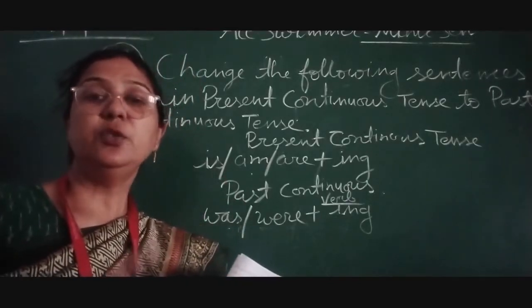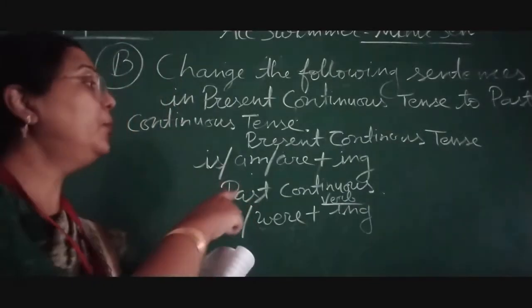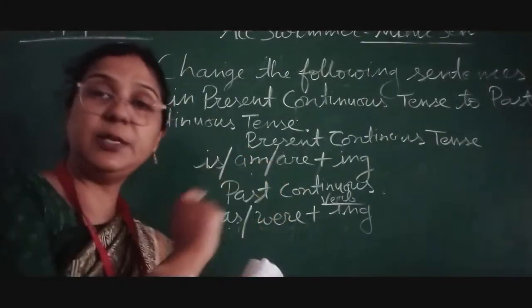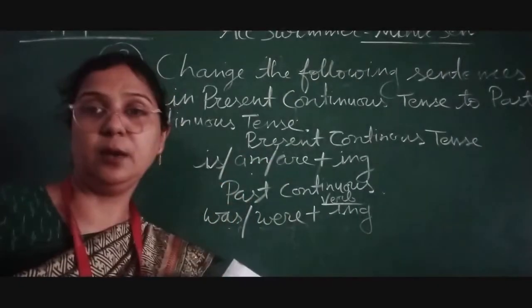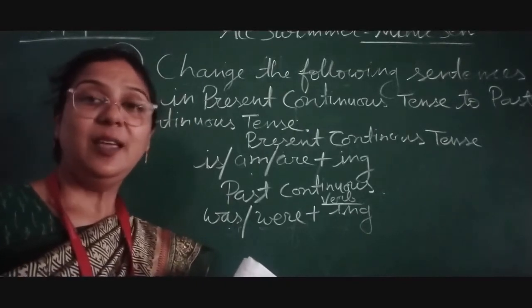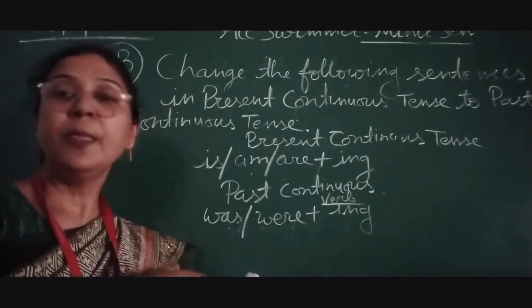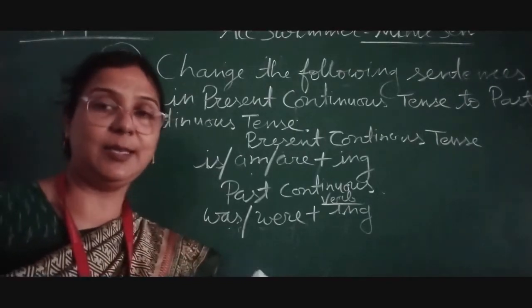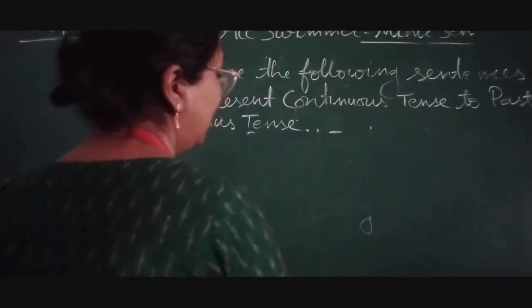Okay children, so this is important that we have to learn where we will put is, am, are. This is present continuous tense, and where we should put was, were. This is past continuous tense. Now children, here we have learned about the difference between these two. Now we will do the exercise. So children, let's start doing our first number.